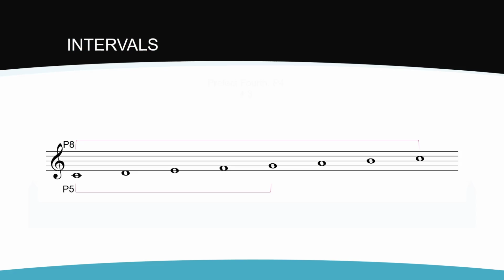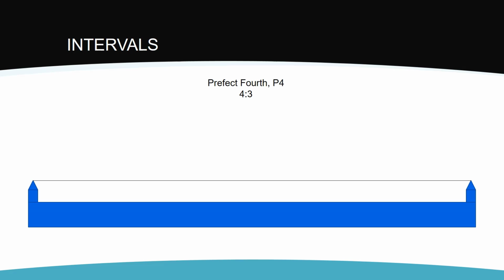The final perfect interval is the fourth. Its superparticular ratio is 4 to 3. If we divide the monochord string into 4 equal parts, and then play the length of string that is equal to 3 of those parts, we will hear the perfect fourth.